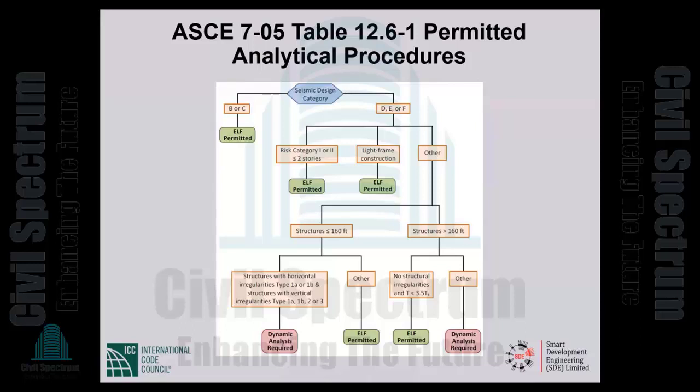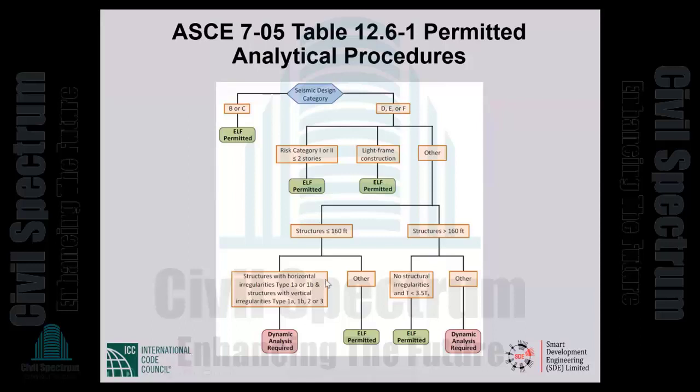3.5 times 0.5 is 1.75 seconds. That is the period of a 17 or 18-story tall frame. So taller buildings have to be designed based on dynamic analysis. Shorter buildings can be designed using equivalent lateral force procedure, provided there is no structural irregularity.